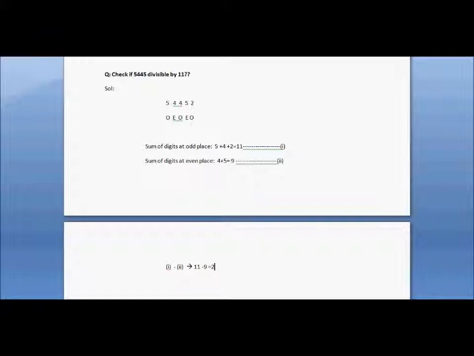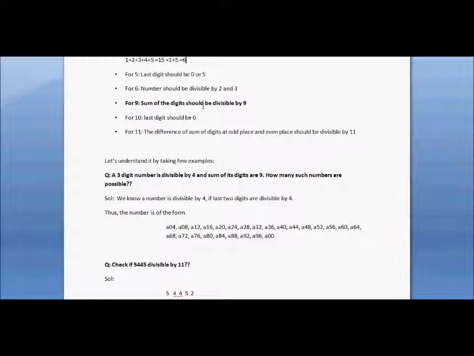Now since 2 is not divisible by 11, we say 54452 is not divisible by 11. It's that simple. Now let's see how in an exam we can use these divisibility properties of various numbers to answer a question.